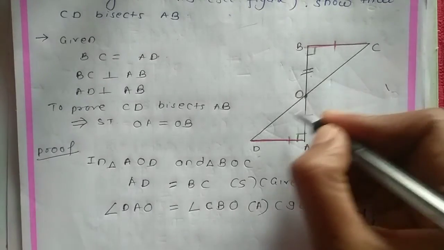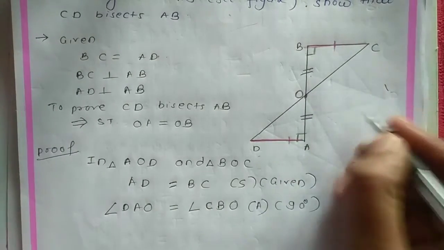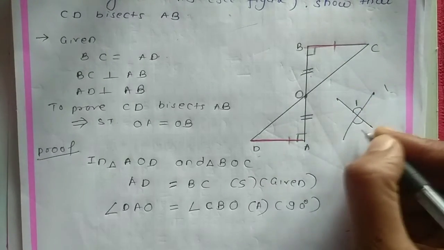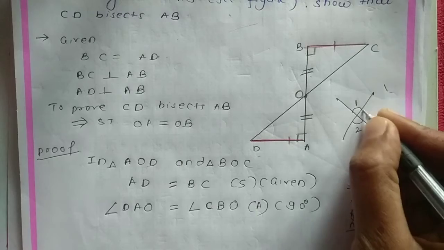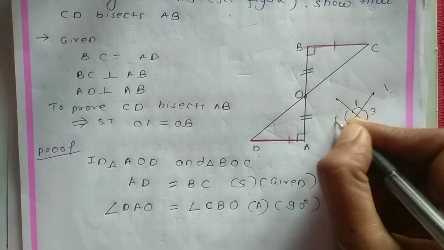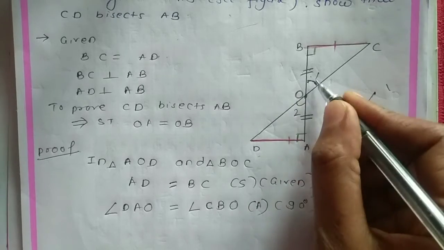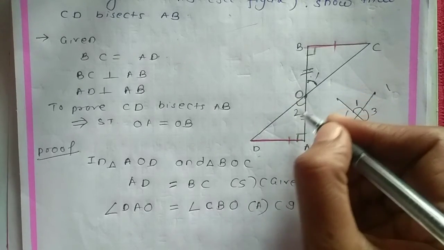But if you see, due to intersection, we know that when two lines are intersected, the vertically opposite angles, let us take angle 1 and 2, these will be equal. And here 3 and 4, this will be equal. Now see this angle, let us name this as 1, this is 2. These are vertically opposite angles, so they will be equal to each other.